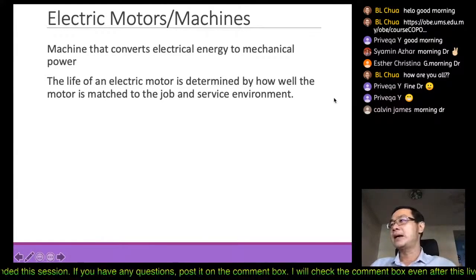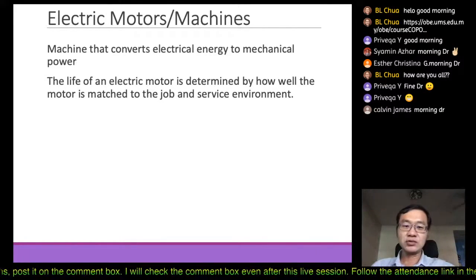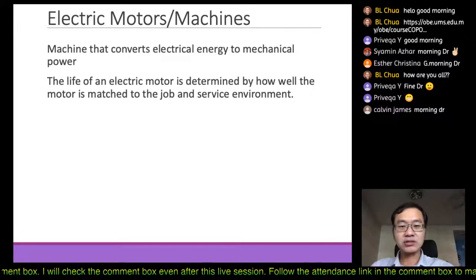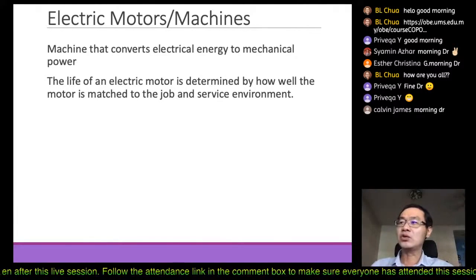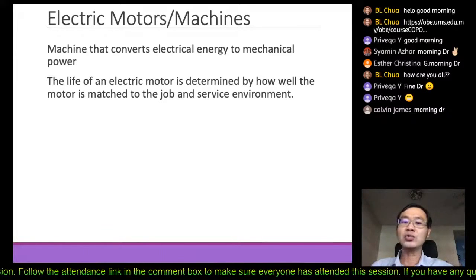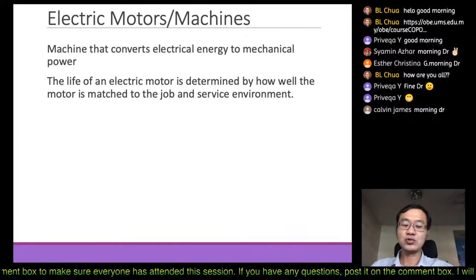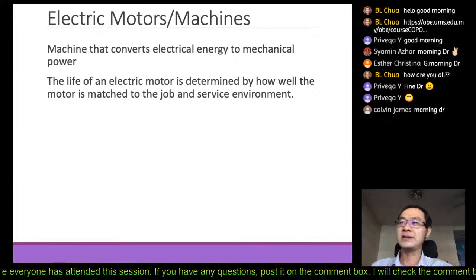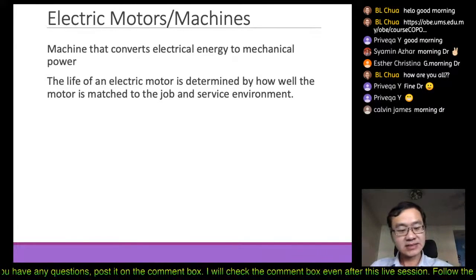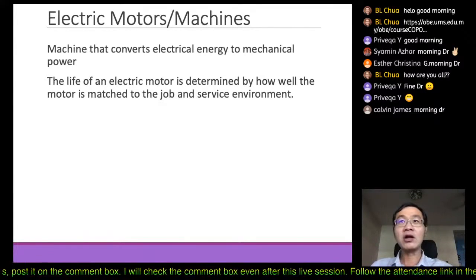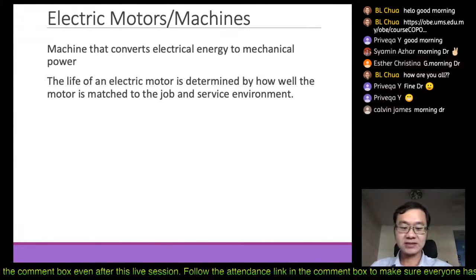The life of an electric motor is determined by how well the motor is matched to the job and the service. This is the most critical part, because when we select a motor, we try to match it to the job or the task that it is intended to do. Otherwise it will jeopardize the motor. Also the service environment matters, whether it is dusty, has a lot of moisture, or the temperature, so that it will not get damaged fast.